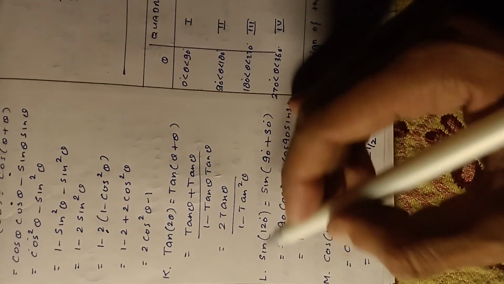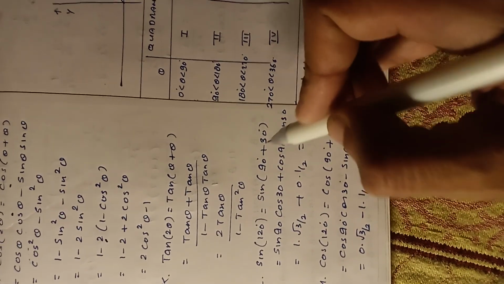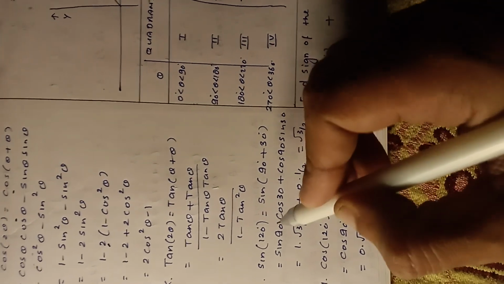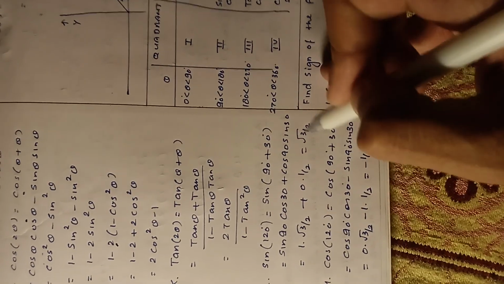Next, let's calculate sin 120. So sin 120 can be written as sin of 90 plus 30. Using the AB formula, we can say sin A cos B plus cos A sin B. Sin 90 is 1, cos 30 is root 3 by 2, cos 90 is 0. So that will give us root 3 by 2.